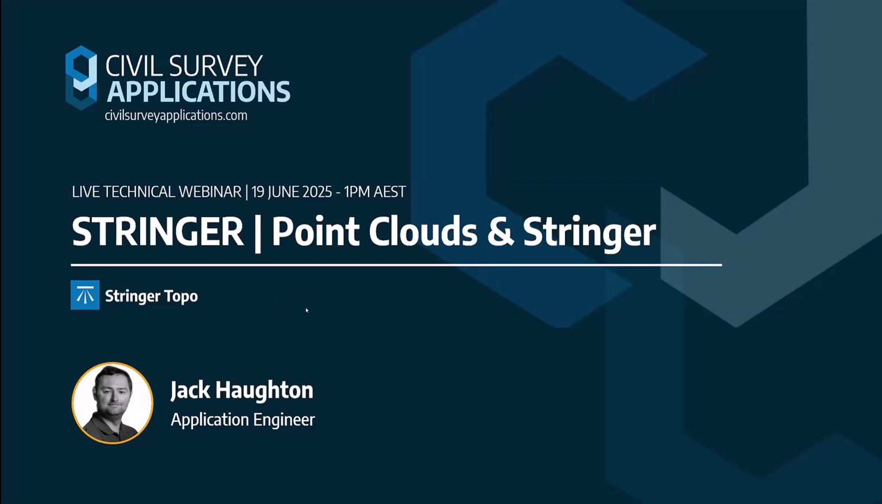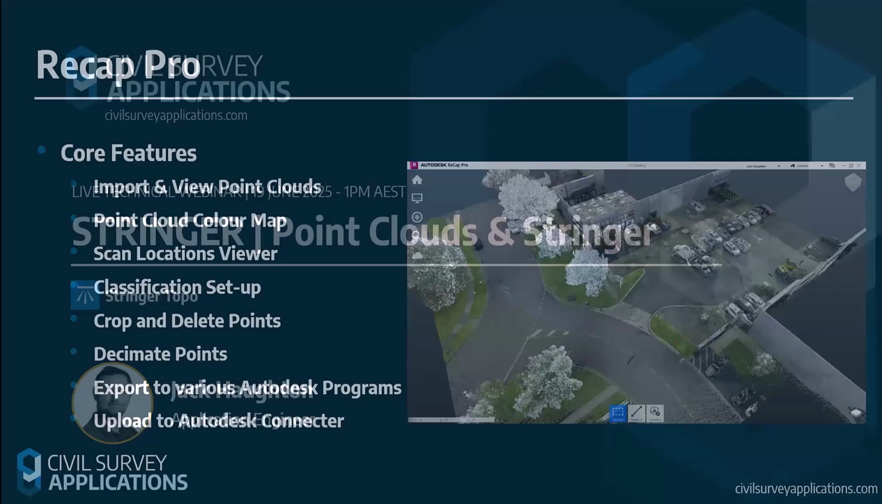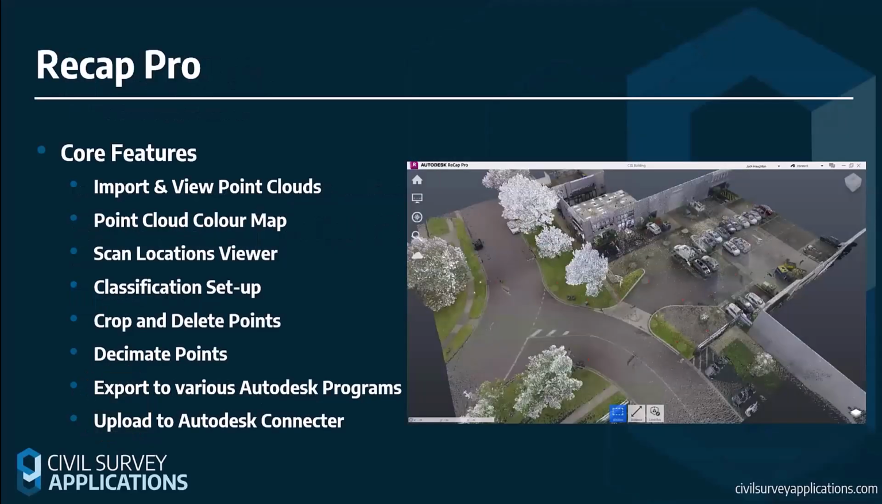So the first area you're going to want to look at is to pre-process your point cloud. To do this, I very much recommend using Autodesk's Recap Pro. Recap Pro allows you to very quickly import and view point clouds, allowing you to change the display of how it operates. We'll talk about color maps and all that, how you can modify them, how you want them to look, along with being able to check your scan locations, being able to check bubble view.